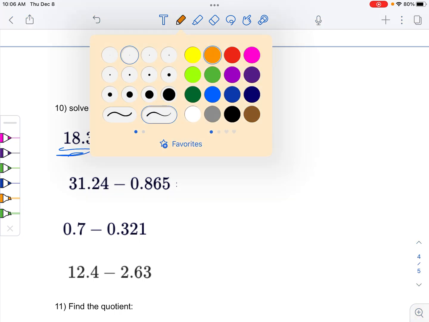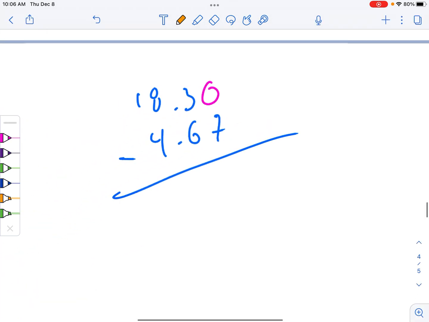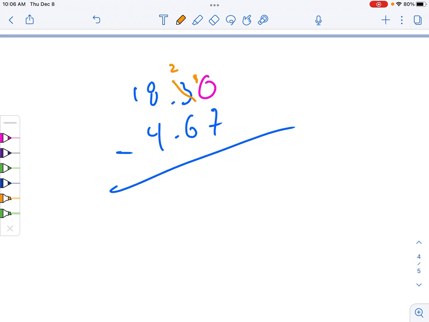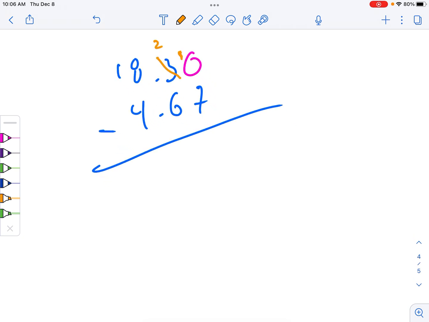I'm gonna get a 0 as a placeholder, and let's go to work on this. 0 minus 7. Nope, can't do it. I got to borrow from the 3. The 3 becomes a 2. I'm bringing 10 over. It's kind of like taking a dollar and turning it into dimes. So I have 1 less dollar, but I have 10 dimes added to whatever is already there.